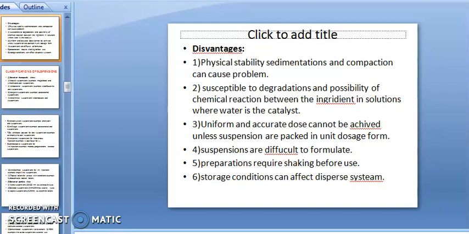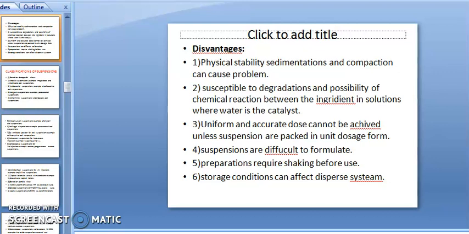Suspensions are difficult to formulate. In comparison, preparing a solution requires less time, and it is easy to dissolve or formulate as compared to a suspension. In the preparation of a suspension, you must maintain the viscosity and the sedimentation rate, sedimentation value. You have to maintain these parameters. That is what makes the formulation difficult.